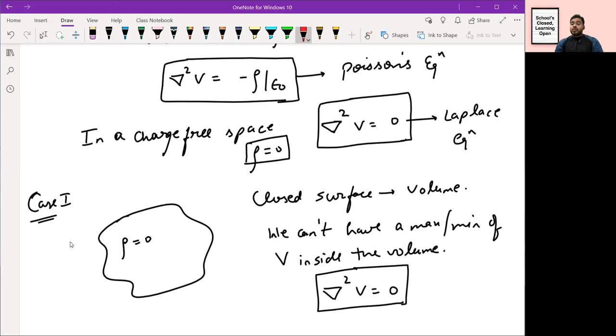So any electric field line that is going to appear within this volume will have to pass through it. It will have to come from outside and leave this volume, right?